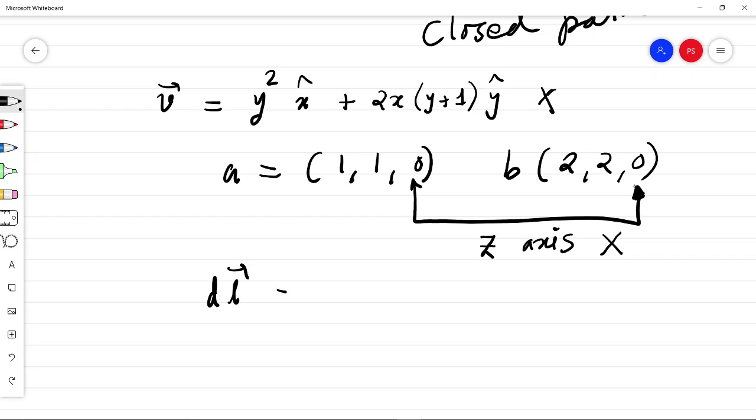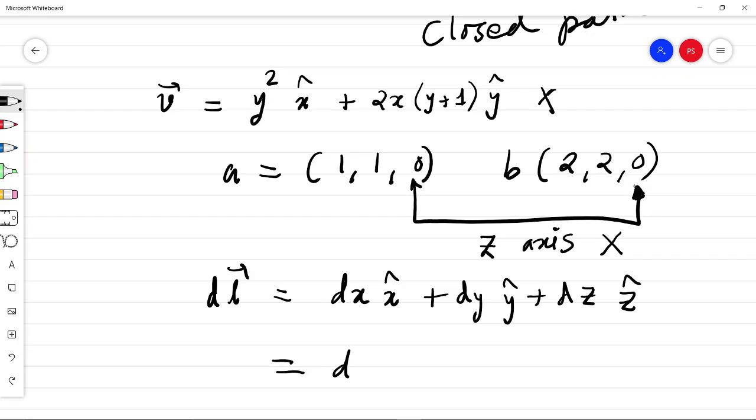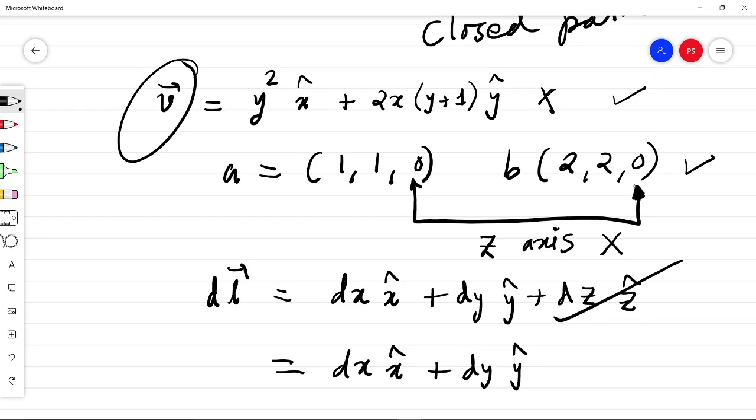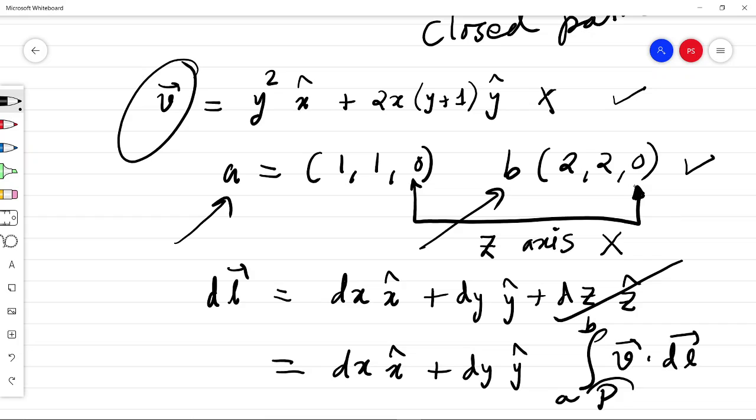So the line element, which was already defined as dx x cap plus dy y cap plus dz z cap, gets simplified to just dx x cap plus dy y cap, as we have eliminated the need for z coordinate and it is no longer necessary for this particular problem. Now what we have to do is we have to integrate this from A to point B. That should give us the line integral v bar dot dl bar starting from A to B. But here we have not yet chosen the path P. So we have to define the path as well.